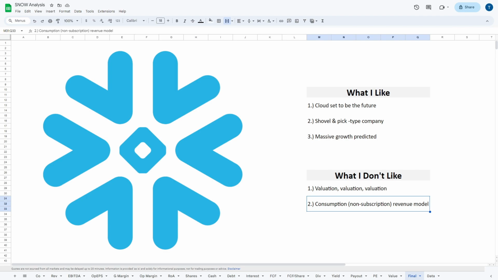And so with those thoughts, I think I made it pretty obvious. I really like Snowflake as a company. I think it's an excellent company. I just do not like the value that it's currently trading at. And so for me, Snowflake is not a buy.